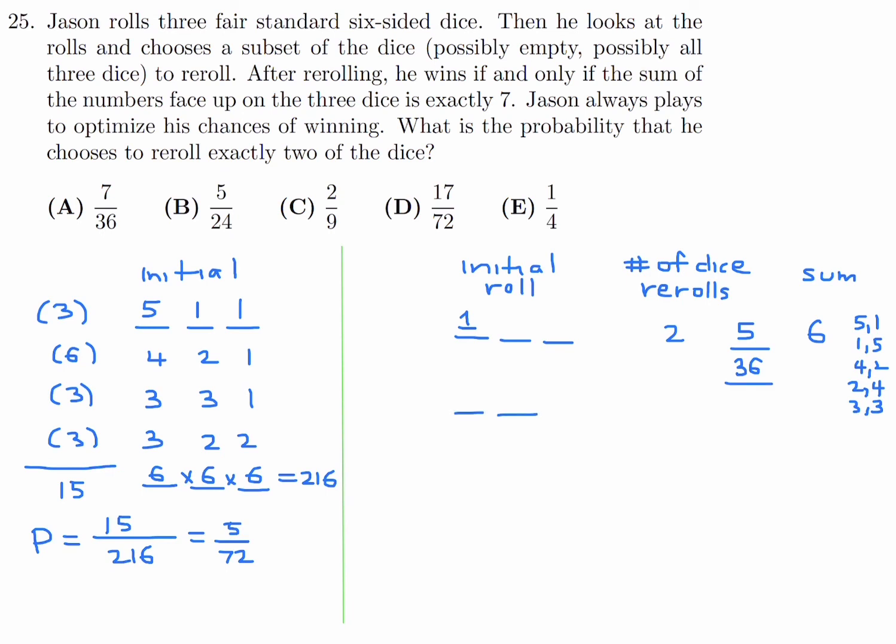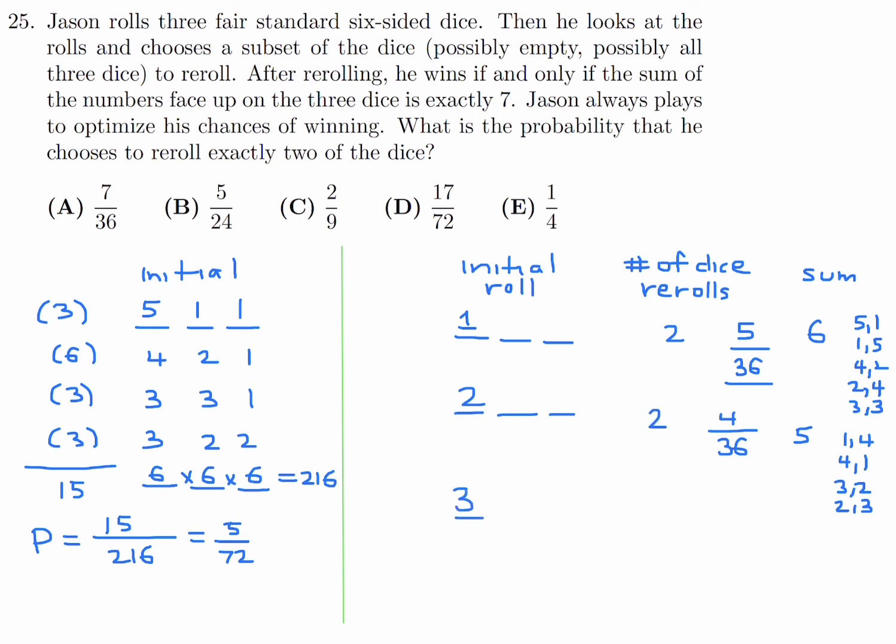How about if you had an initial roll and you had 2 as the first number, and then he didn't get 7, but he wanted to re-roll these 2? Same thing, you need a 5, because 5 plus 2 is 7. So how can you get a 5? Well, 1 and a 4, 4 and a 1, 3 and a 2, or 2 and a 3. So as you can see, there's 4 ways of the 36 possible outcomes when 2 dice are rolled. And let's just put that 2 there.